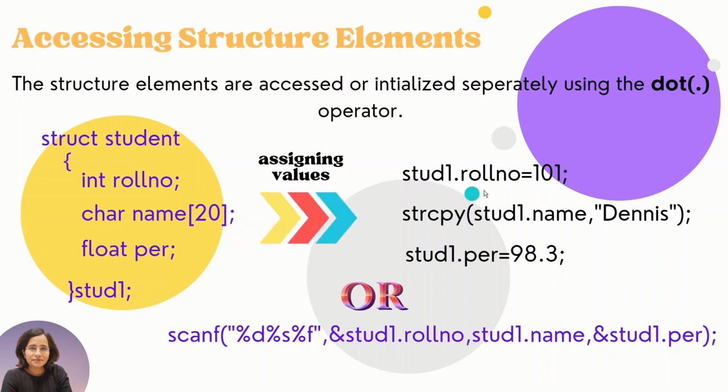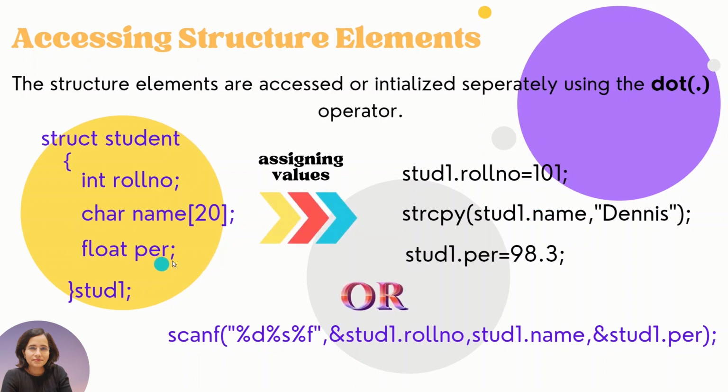If I want to access or initialize some values to these structure members separately, first we have to mention the structure variable name, that is stud1, then the dot operator, then the name of the structure member. So here I am initializing some value to the structure member. Next I am initializing a value to the name, and here I have used a string related function, strcpy. We are using strcpy because in the case of a string we cannot directly initialize the values.